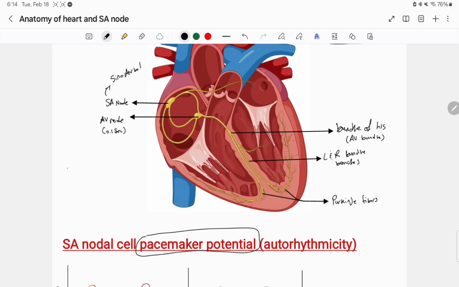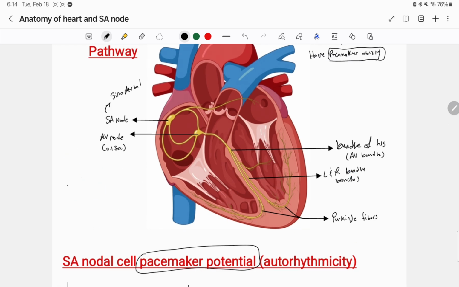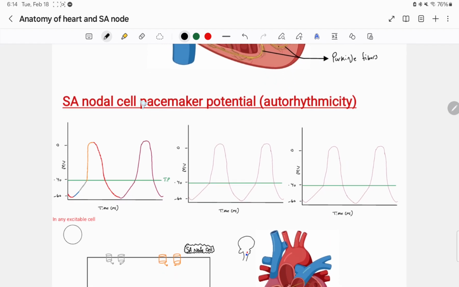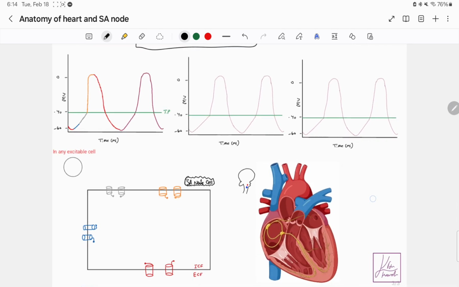And again, through this pathway, we meet all three of the things that we said we want to meet at the start of this video. Okay, now let's look at how this actual SA nodal cell generates this pacemaker potential, okay? How does it have that ability? We actually call it autorhythmicity or automaticity. How does it have that ability?